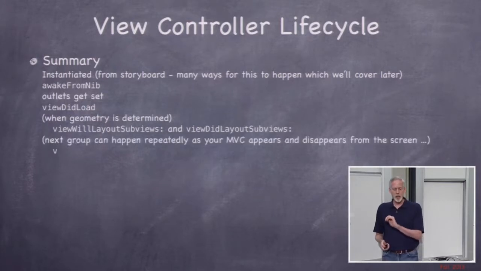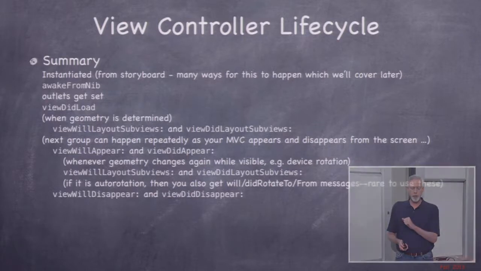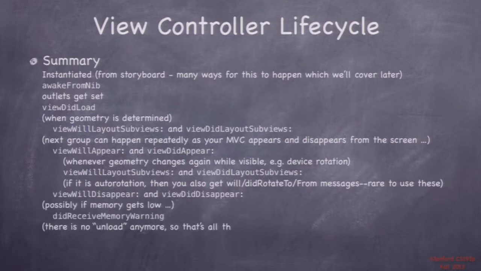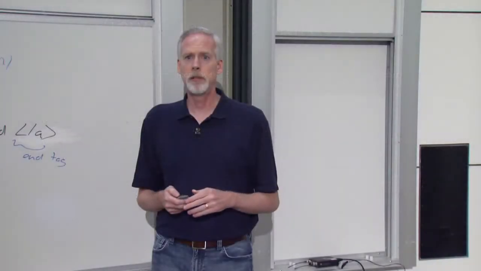Get called. Then willAppear gets called. Then if the geometry changes again while it's visible, willLayoutSubviews and didLayoutSubviews will get called again. Okay? If there's auto rotation, you also get those auto rotation things, but don't worry about those because you're usually doing what you want to do in didLayoutSubviews. Then when your view controller goes off screen, it'll get willDisappear. Okay? If you have a low memory thing at any time going on there, you'll get that. That could be while you're visible or not. And that's it. That's the view controller lifecycle from start to finish. Okay?